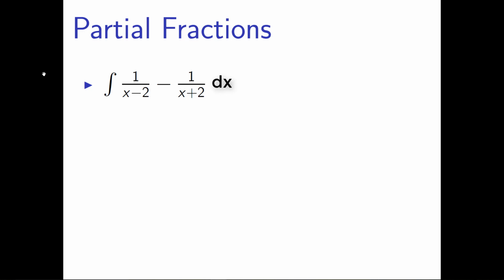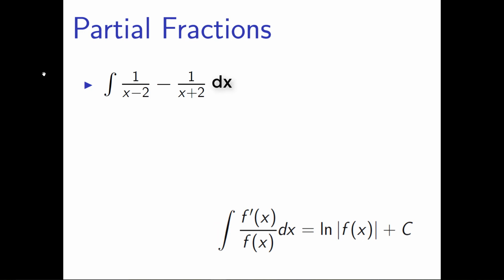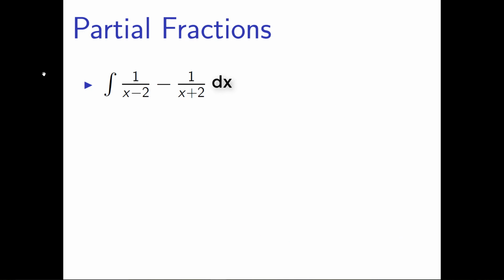Okay, so let's consider a simple integral. We've got the integral of 1 over x minus 2 minus 1 over x plus 2. And hopefully we recall our rules for log integration. If we integrate f prime of x over f of x, we'll get the natural log of f of x as our solution. And that applies in both cases here. The numerator is the derivative of the denominator. And so it's a very straightforward integral. It's the natural log of x minus 2 minus the log of x plus 2, and of course plus the constant of integration. Okay, so that's pretty straightforward.